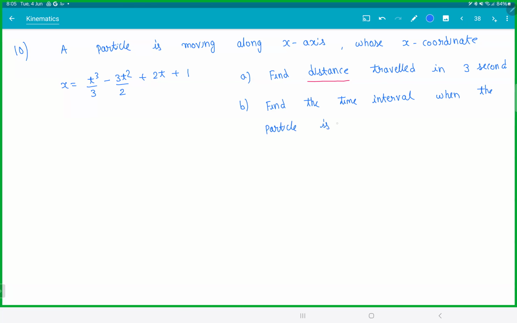When the particle is speeding up. Now look at the word, speeding up, meaning speed is increasing. If speed increases, we call it speeding up. And speeding down means speed is decreasing.